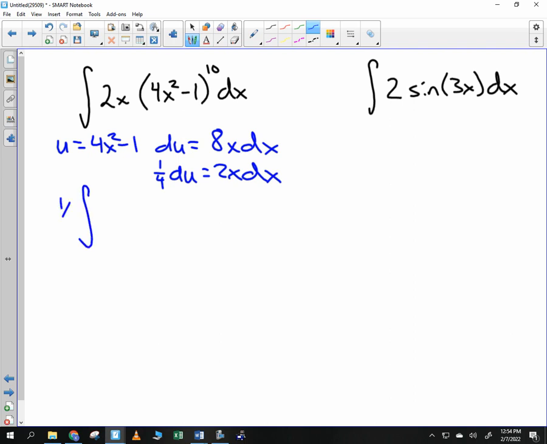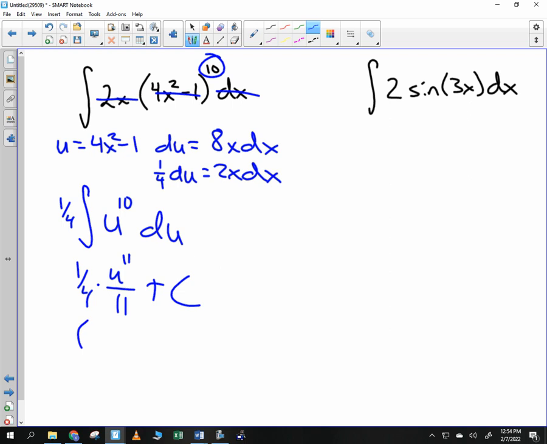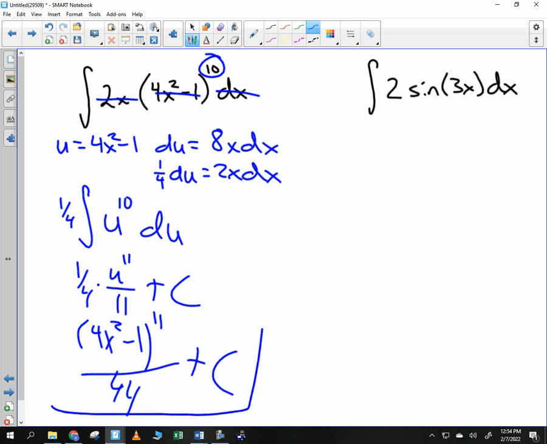I have integral 1/4 du. And when I do that, I like to cross off the 2x and the dx. This gets replaced by, and the thing that didn't go away was this, right? So it's u to the 10th. Antiderivative of u to the 10th, u to the 11th over 11. So I therefore have 4x squared minus 1 to the 11th power over 44 plus a constant. Turns out if we take that derivative, we would come up with that. Are there any questions on that first one?